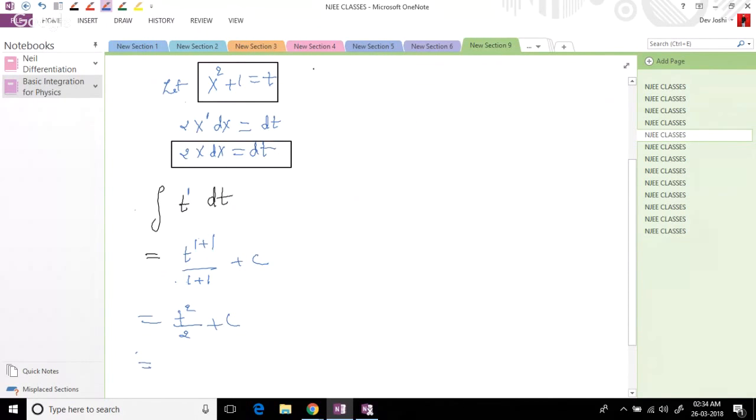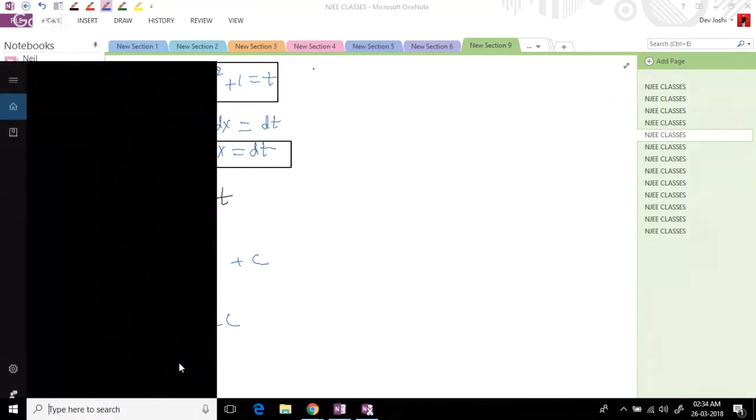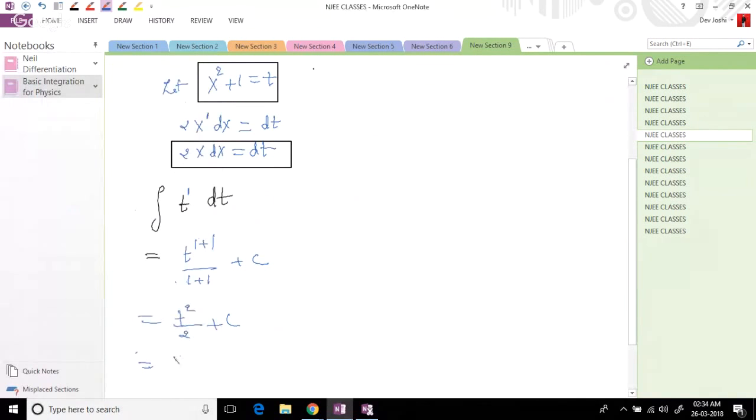What is the value of t? T's value is x square plus 1. So if I put in its value again, we are having x square plus 1 whole square. T square means x square plus 1 whole square by 2 plus c. So that will be your complete answer.